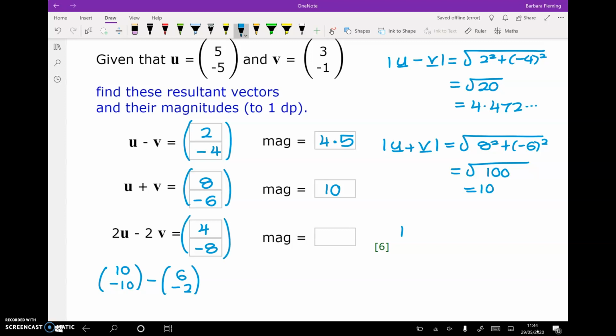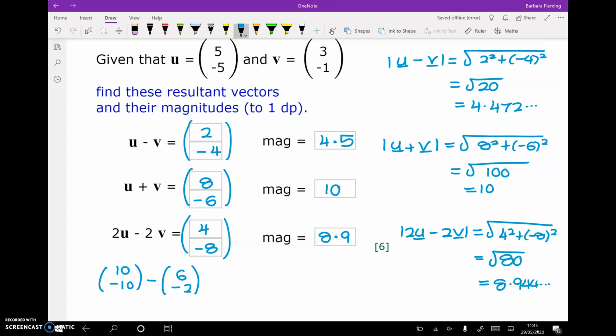And then we can find our magnitude. Magnitude of 2u minus 2v, square root of 4 squared plus minus 8 all squared. 4 squared plus minus 8 squared gives us 80. We've actually had that one already, haven't we? Square root of 80 is 4 root 5, which gives us 8.944... and we can write that to 8.9 for 1 decimal place.